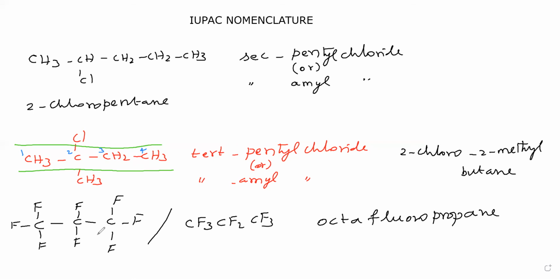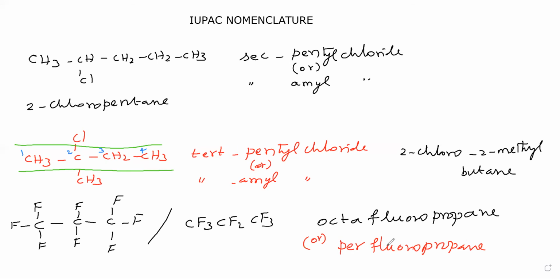Then, is there any other name for this one? Yes. When all hydrogens are replaced by halogen, we can say fluoro as it is, and propane as it is. So perfluoropropane means all the hydrogens are replaced by halogen. There is no hydrogen at all. That is the meaning of per.